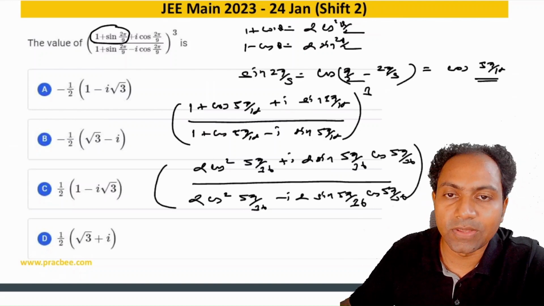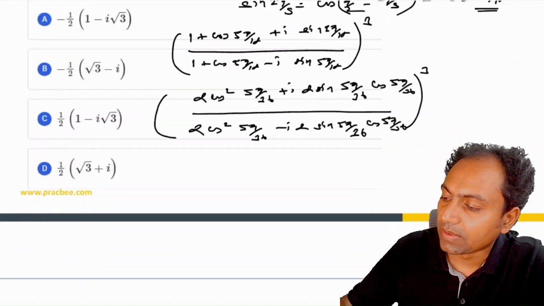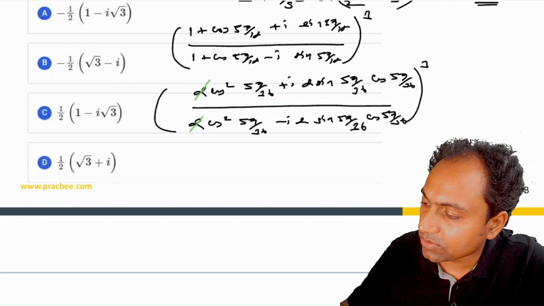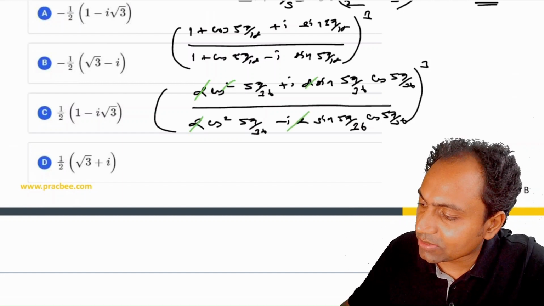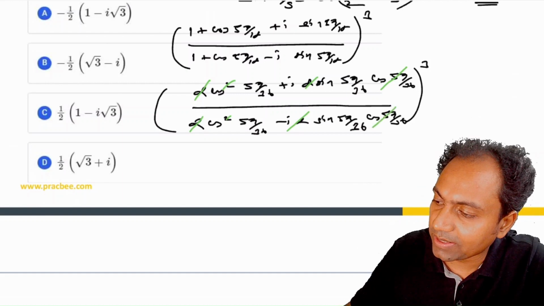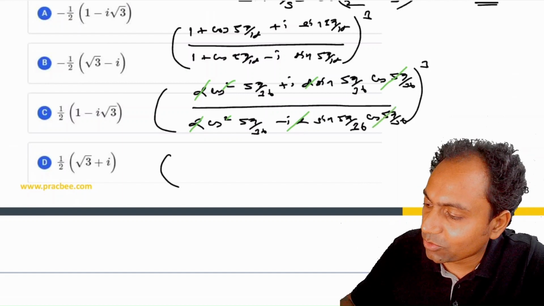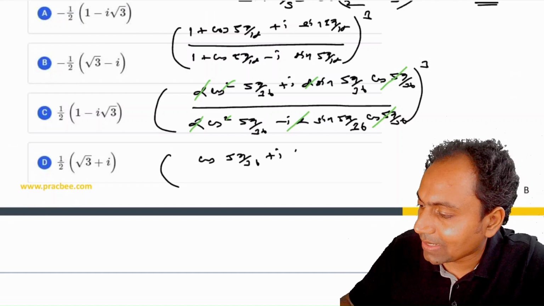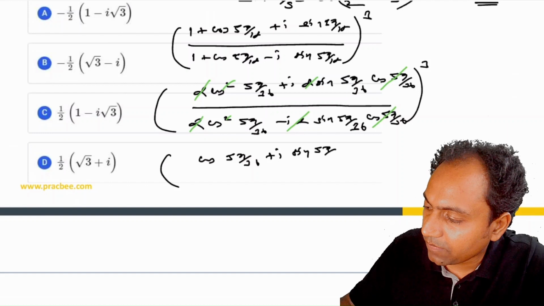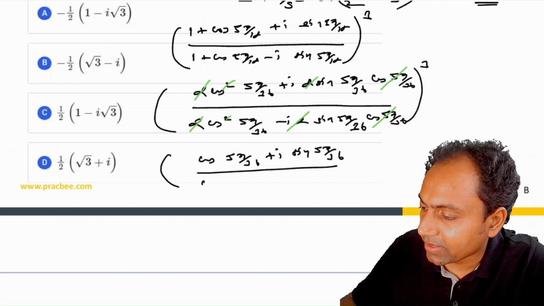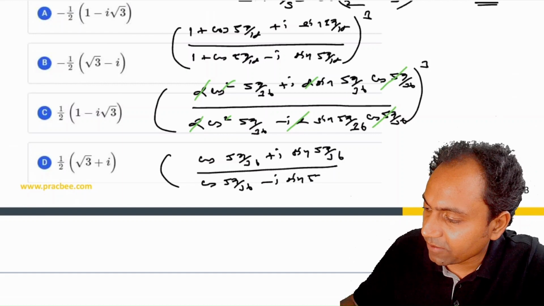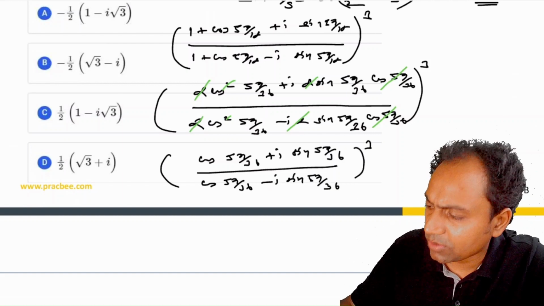You can see now that on this whole thing we have the power 3. What will happen after this? This 2 gets cancelled out, and the cos terms will also get cancelled out. So after this simplification, in the numerator we get cos of 5 pi by 36 plus i sine 5 pi by 36, and in the denominator cos 5 pi by 36 minus i sine 5 pi by 36, all raised to the power 3.